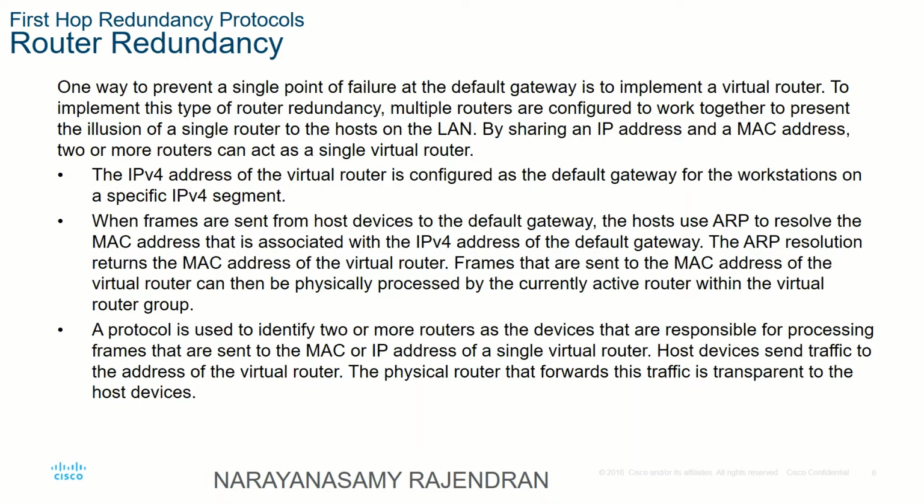How to implement router redundancy? Router redundancy is implemented by configuring a virtual router. What is a virtual router? Multiple routers are connected and configured to work together, to create an illusion to the hosts on the LAN that only one default gateway is available. To create the virtual router, two or more routers can act as a single virtual router by sharing an IP address and a MAC address.